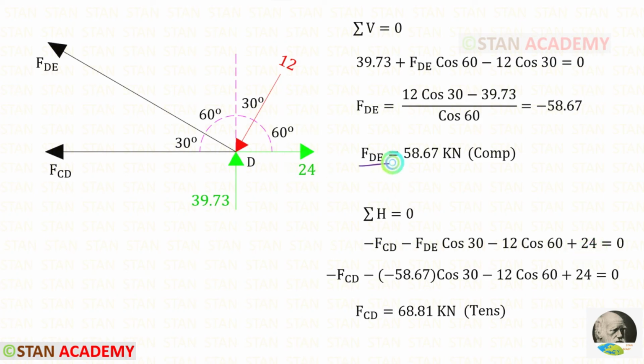We know the value of FDE, and it is compressive. Since it is compressive, we have to apply that as negative. For FCD, we will get a positive value, that means it is tensile.